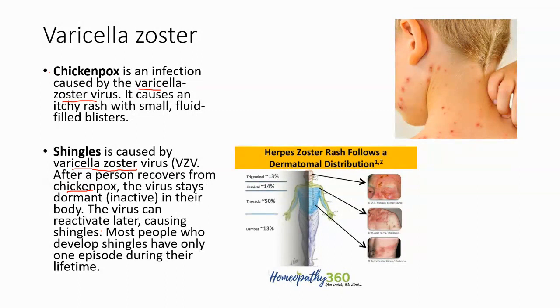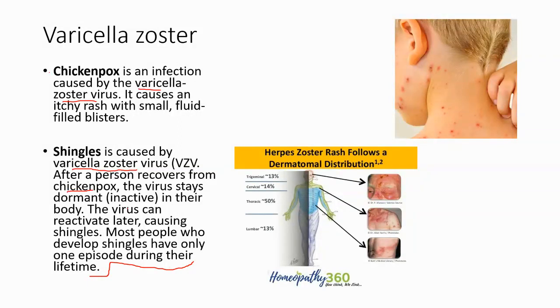Maybe stress is something else. Somebody has a highly stressful situation, this virus will reactivate. Being out in the sun. Those are things that certainly can trigger shingles. Most people who develop shingles have only one episode during their lifetime, but not all. Some people have multiple times if they have a decreased immune system.